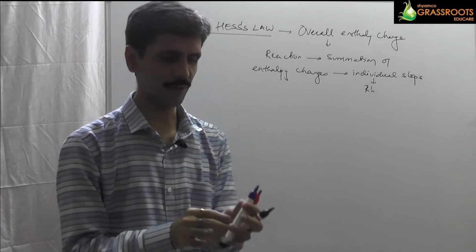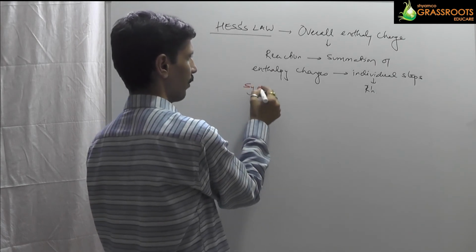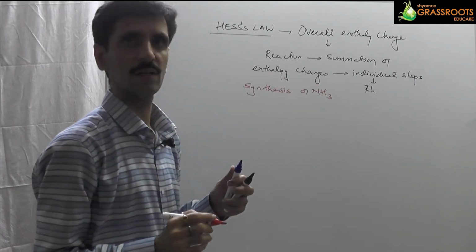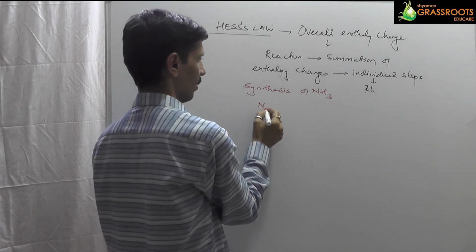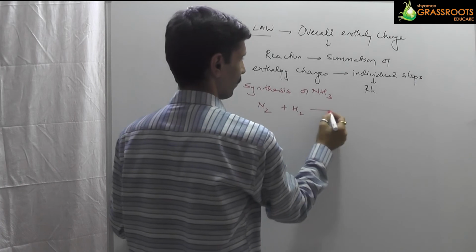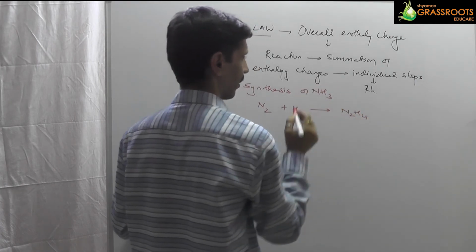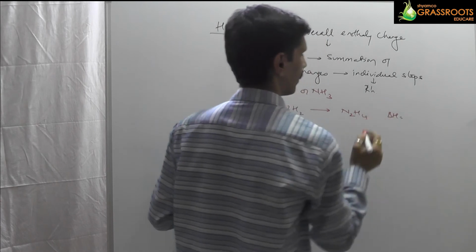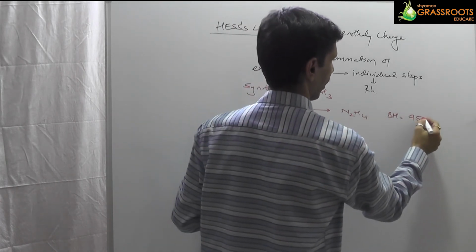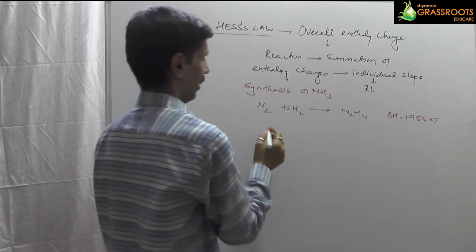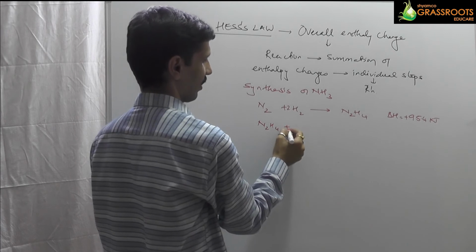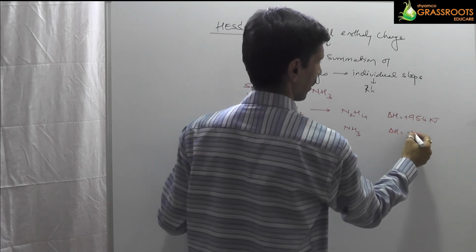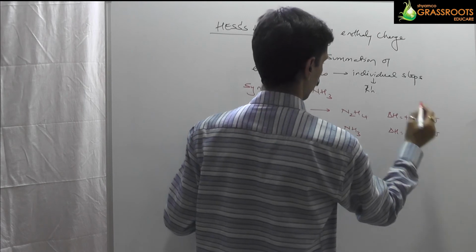Now I'll give you an example so that it becomes very clear to you, and that is the synthesis of ammonia. Now my dear friends, the synthesis of ammonia proceeds by two steps. Step number one: nitrogen combines with hydrogen, resulting in the formation of hydrazine, that is N2H4. The delta H for this particular reaction is 95.4 kilojoules. In the second step, the N2H4 once again combines with hydrogen, resulting in the formation of ammonia. The delta H value over here is minus 187.6 kilojoules.